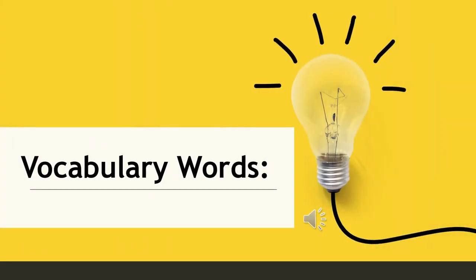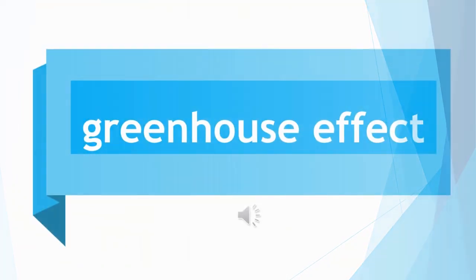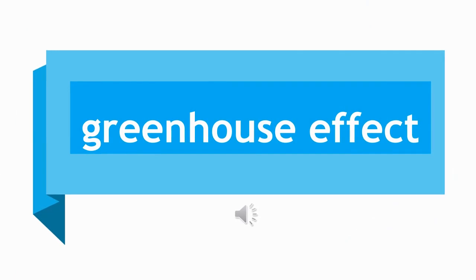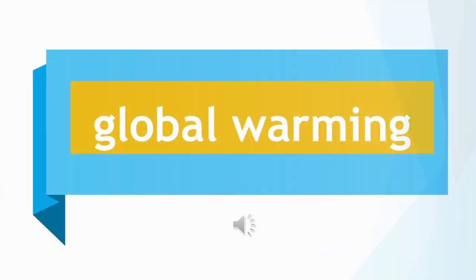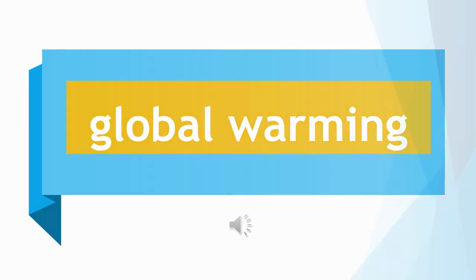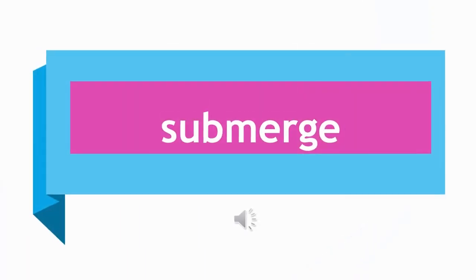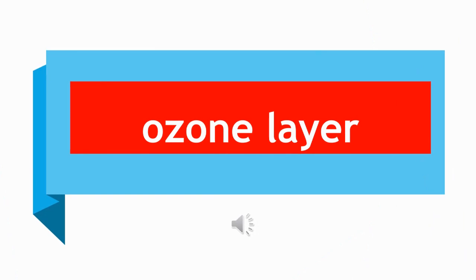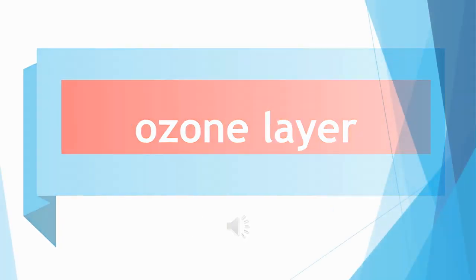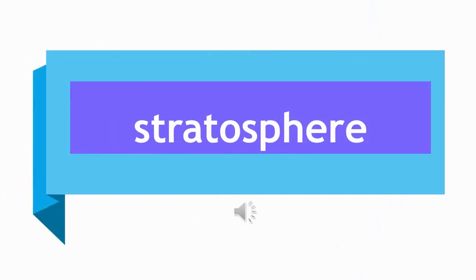Let's begin by reading each vocabulary word together. Greenhouse effect. Global warming. Submerge. Ozone layer. Stratosphere.